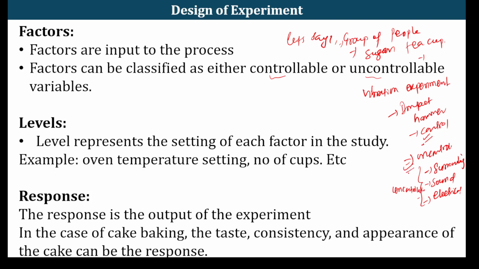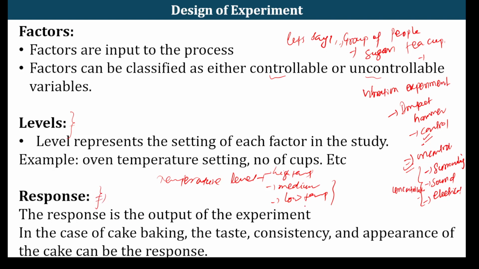So there is a factor that is going to directly impact the output, the response. But the level just represents the setting of each factor. If we are setting temperature, we'll say temperature level. If we are storing a drug, we'll say high temperature, medium temperature, low temperature. It's just a level. We'll say number of cups: 1 cup, 2 cups, 3 cups. So it's a level. But what about the response?